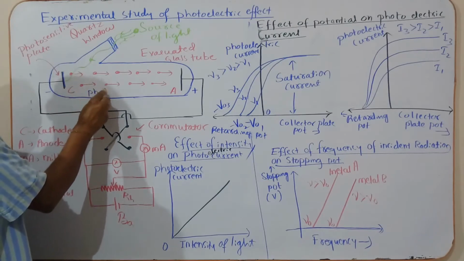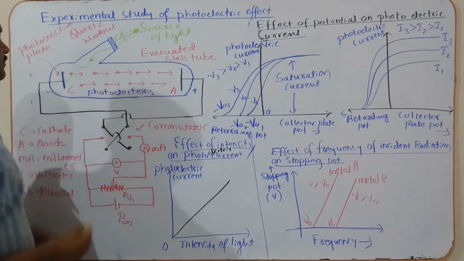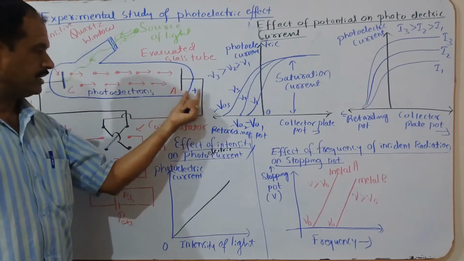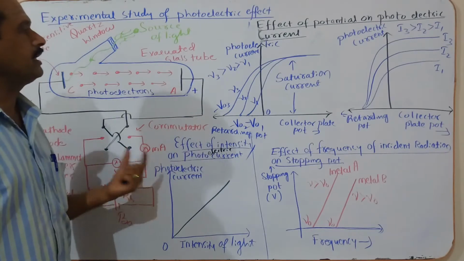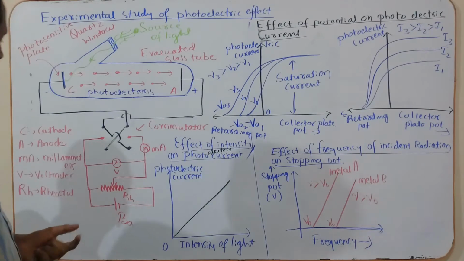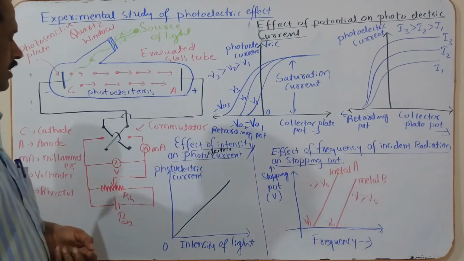These are photoelectrons. Photoelectrons are emitted. These photoelectrons are collected by the anode. Then it develops a current in the circuit. That current is called photoelectric current.